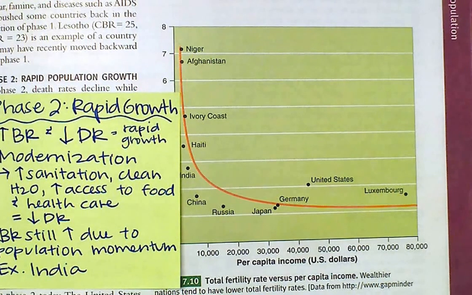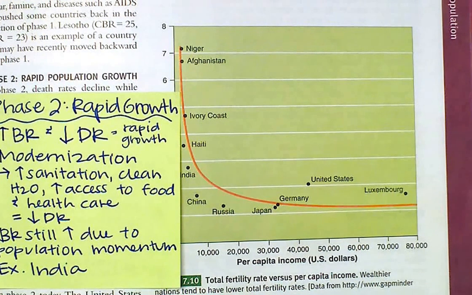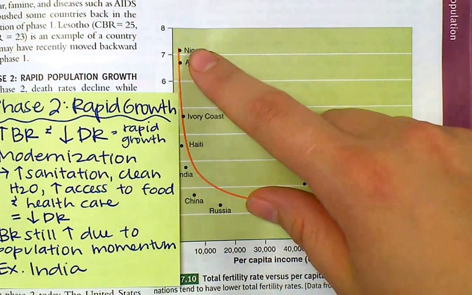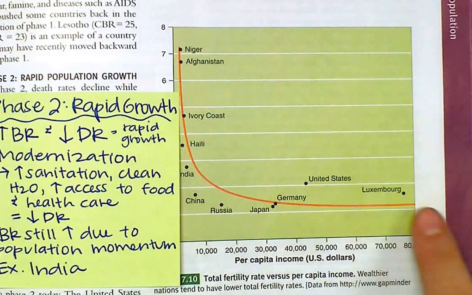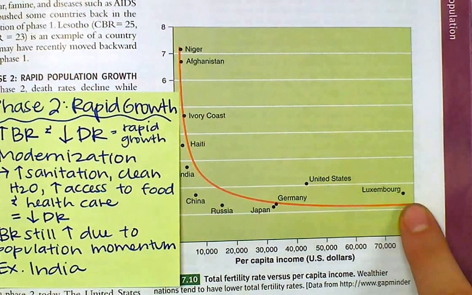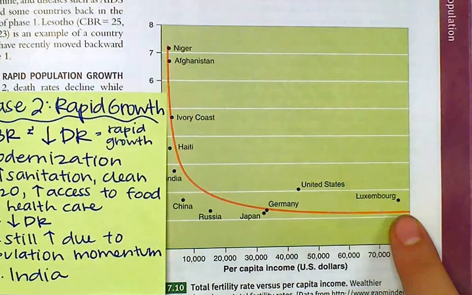And so we can see that we kind of fall along this line. Okay, there's going to be lower income and bigger families up here like Niger and Afghanistan, and smaller families with higher income in like Luxembourg, which is in Germany.